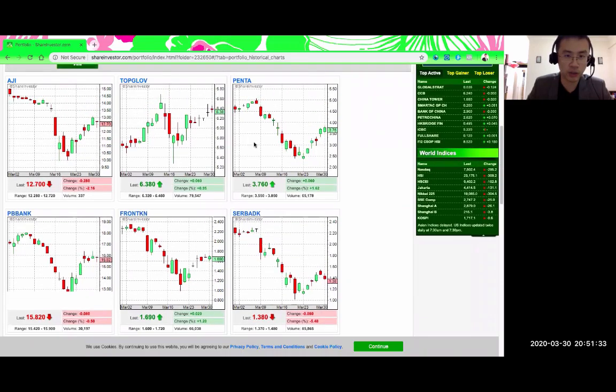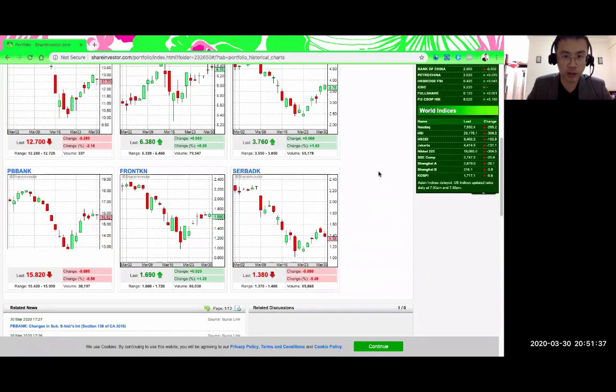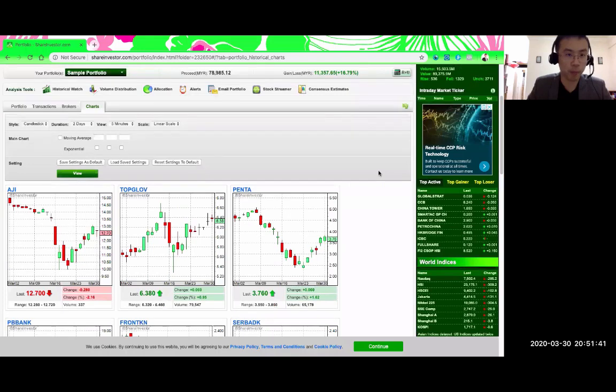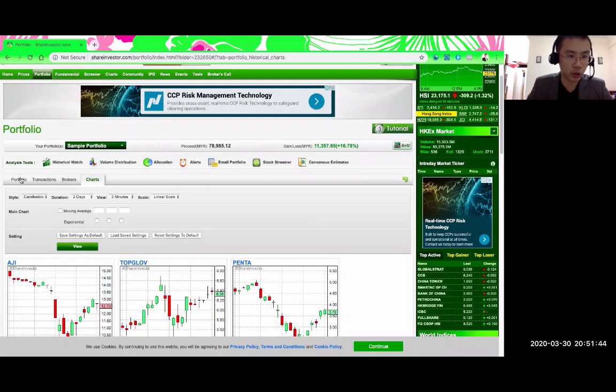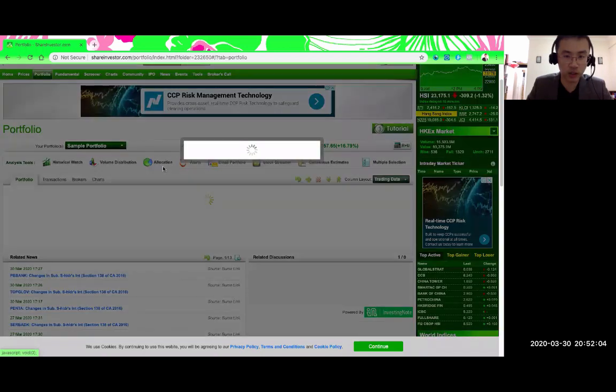You can save these charts. You can view these charts and they tell you the share price performance for those particular counters under your portfolio. So this is what you can use as a portfolio. You will know whether your portfolio is up how many percent or down how many percent so far, and what is the total portfolio value. You can also see your allocation. When you click on allocation, it will tell you what sector you're in.